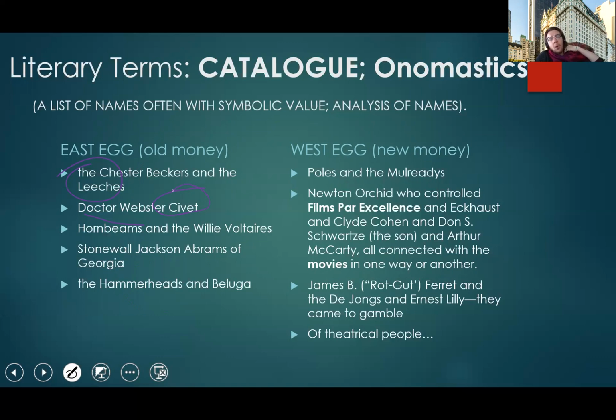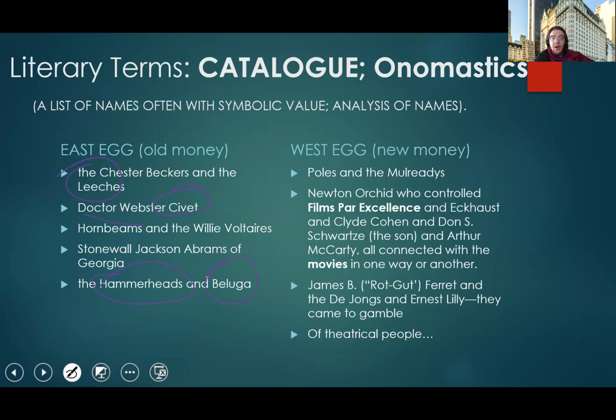And then finally, we have the Hornbeams and the Willie Voltaires. Willie Voltaire was a French philosopher. And you get this connection then with the casual name of Willie and the highfalutin name of Voltaire. You have the presidential Stonewall Jackson Abrams that are coming in. And then we just jump straight into the fishery with the hammerheads and beluga, right? Hammerhead sharks, beluga whales. These are predators and massive.